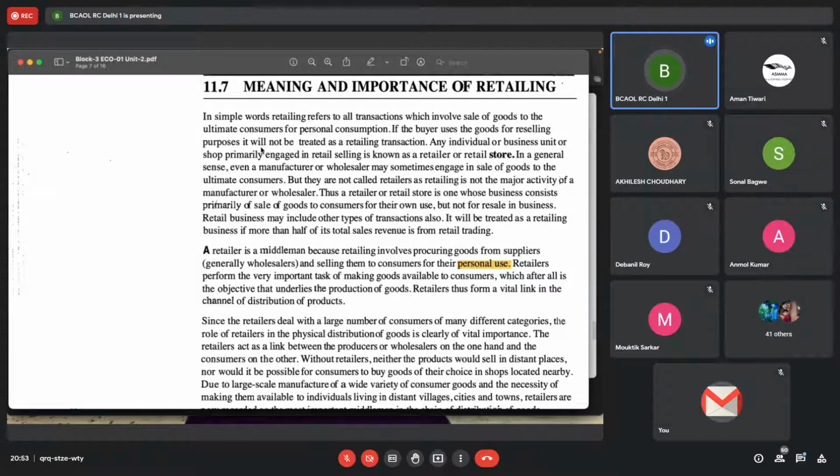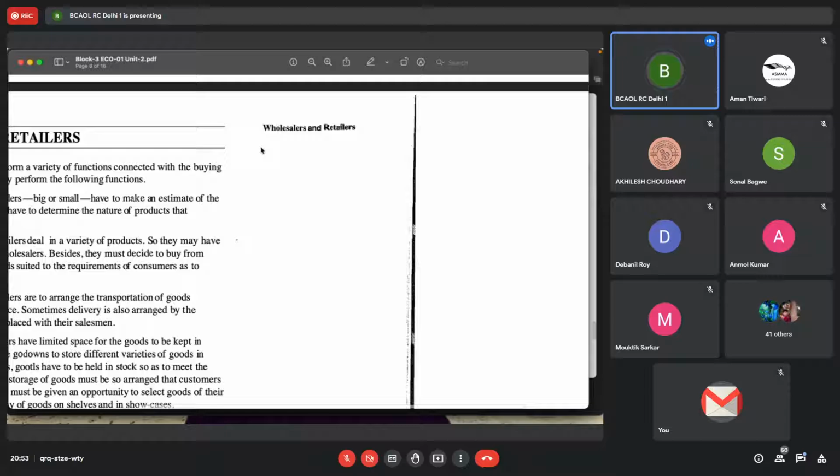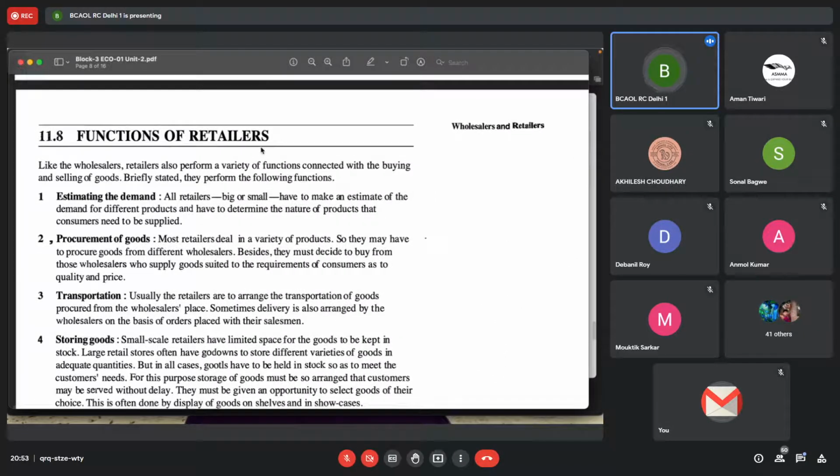So they will be going to the retailer, and these retailers are generally small businessmen. No, they are not always small. They can be big, departmental stores, supermarkets also. But these retailers are basically the point of contact for the customers, so the customers know where to go. Generally, they don't go to the companies.